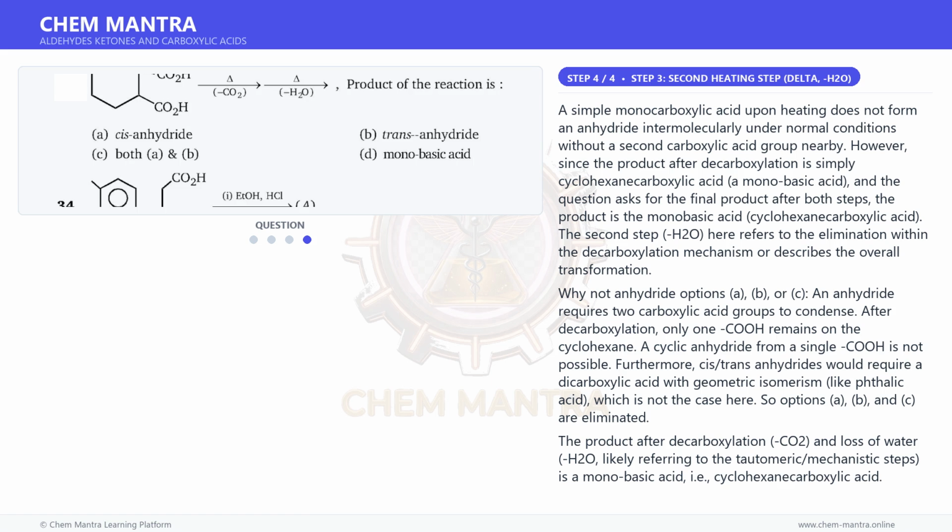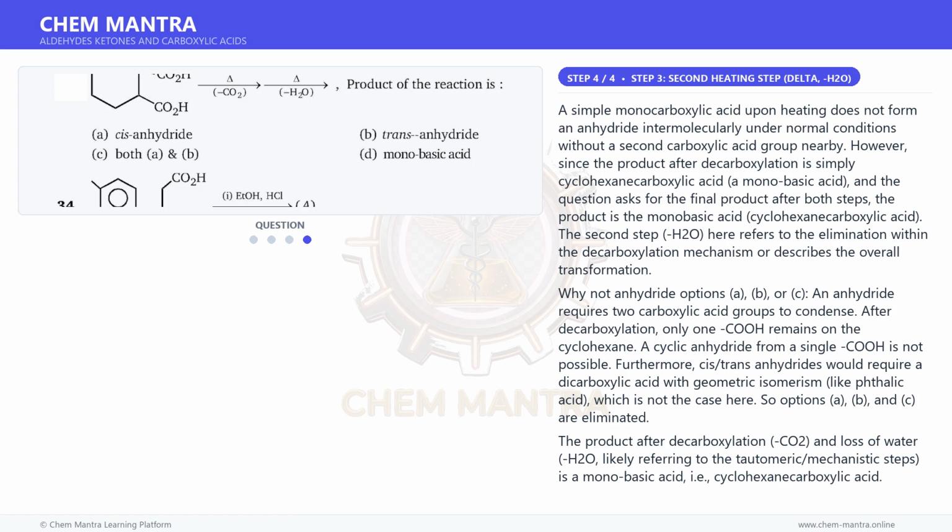After decarboxylation, only one COOH remains on the cyclohexane. A cyclic anhydride from a single COOH is not possible. Furthermore, cis-trans anhydrides would require a dicarboxylic acid with geometric isomerism, like phthalic acid, which is not the case here. So options A, B, and C are eliminated.